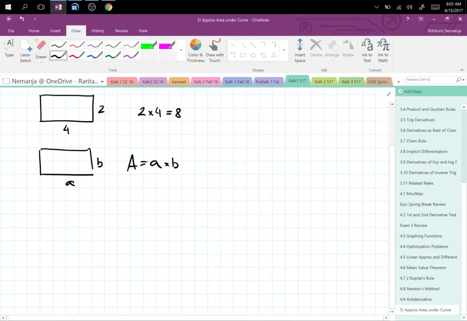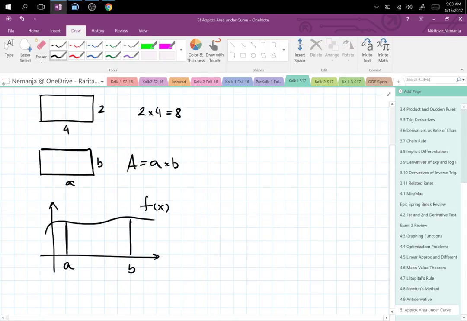Now, we know how to find area of rectangle and then a circle and then the triangle and then trapezoid, maybe, right? But my question is, what is the area under this random curve f of x between two values a and b? So what would be this shaded region here? And how can we figure it out? So that's what I want to know. What is that area?